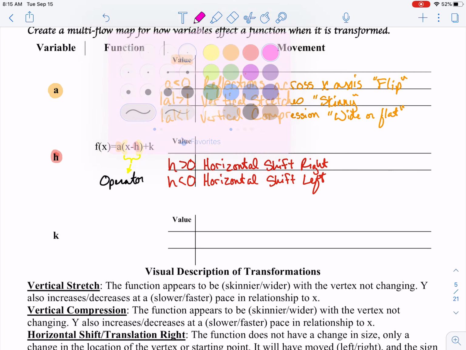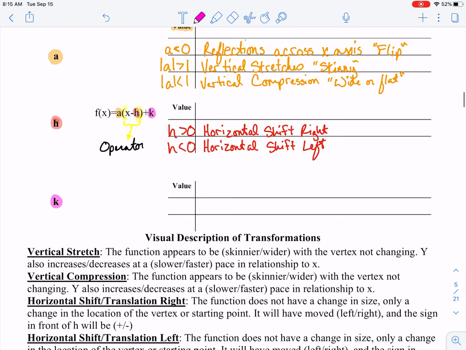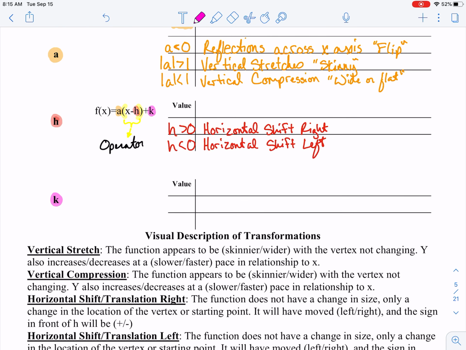Then last but not least, we have K. And K, just like H, can be either positive or negative. If K is greater than 0, we have vertical shift up. If K is less than 0, there's a vertical shift down. Okay, now all of these values are variables, so you just have to pick some random values to test.